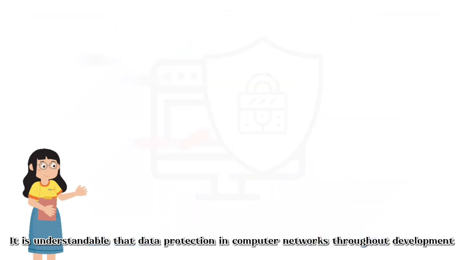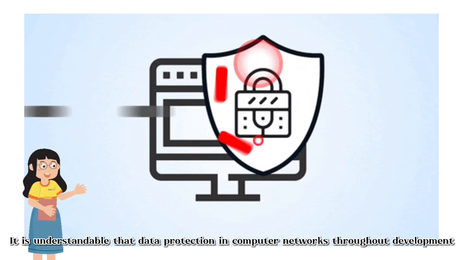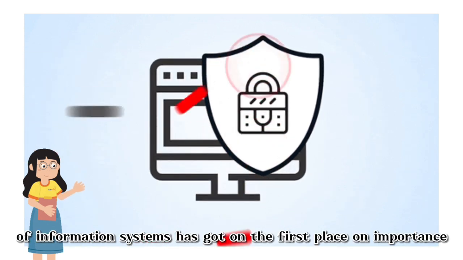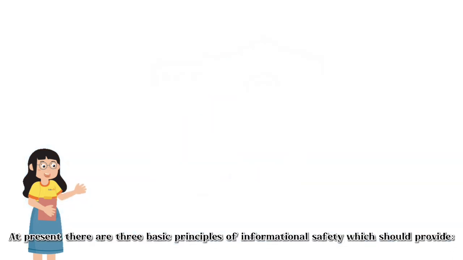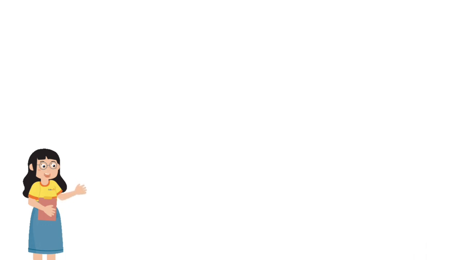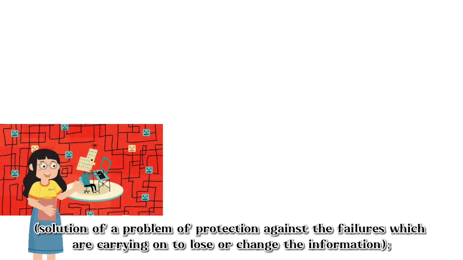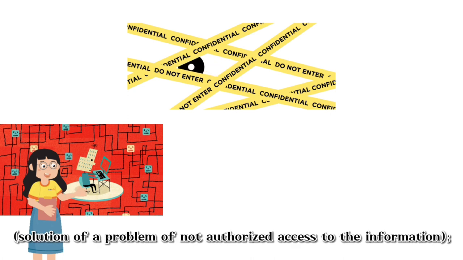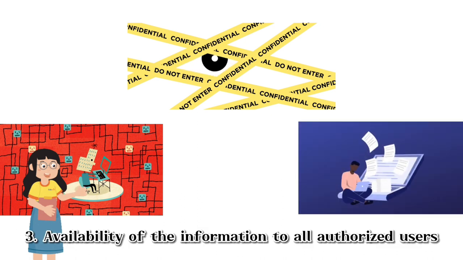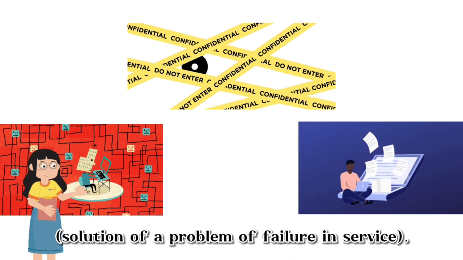It is understandable that data protection in computer networks throughout the development of information systems has got first place in importance at the organization of computer networks and in operation with them. At present, there are three basic principles of informational safety we should provide. 1. Data integrity: solution of a problem of protection against the failures which lead to loss or change of the information. 2. Confidentiality of information: solution of a problem of unauthorized access to the information. And 3. Availability of the information to all authorized users: solution of a problem of failure in service.